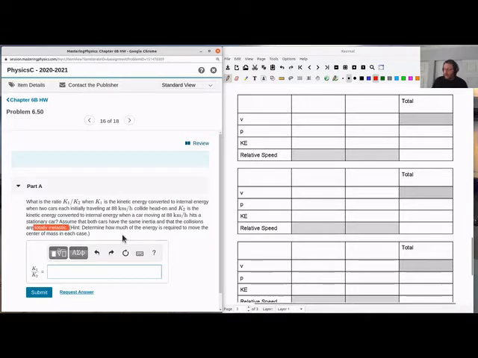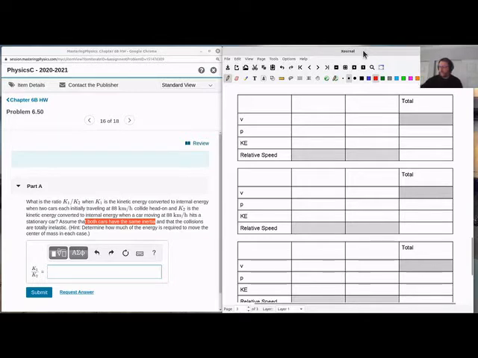And we're also assuming that both cars have the same inertia. So it's two identical vehicles. Okay, so let's copy some of this information down into our collision tables.